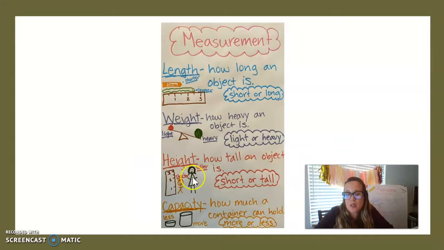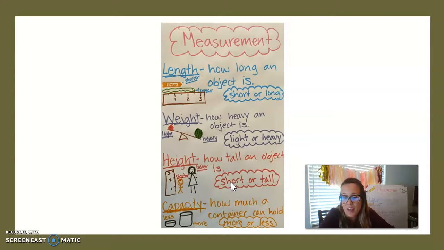And then last week you worked on the height. So that means like how tall an object is. So it can be short or tall. You can say something is shorter, like the boy is shorter than the girl. Or you could say the girl is taller than the boy. So our words to describe the height are short and tall.